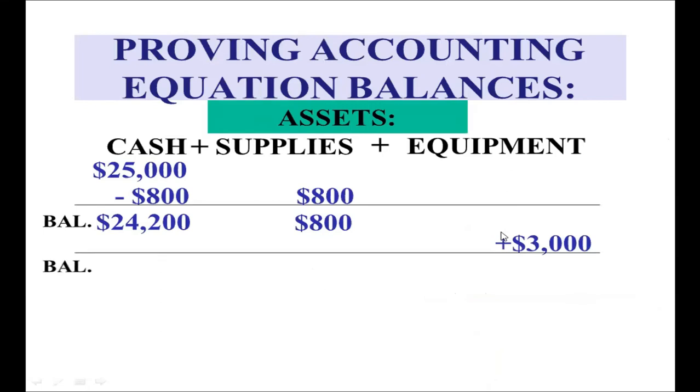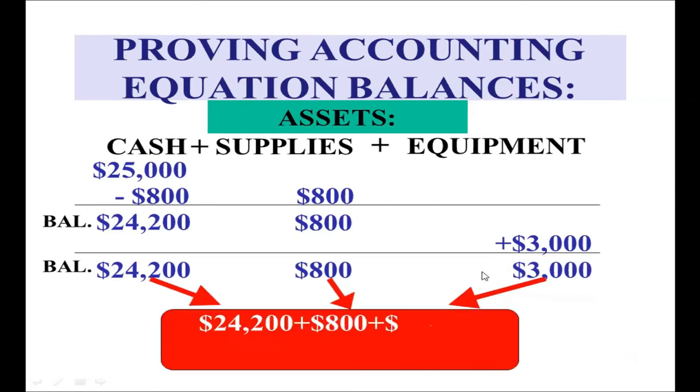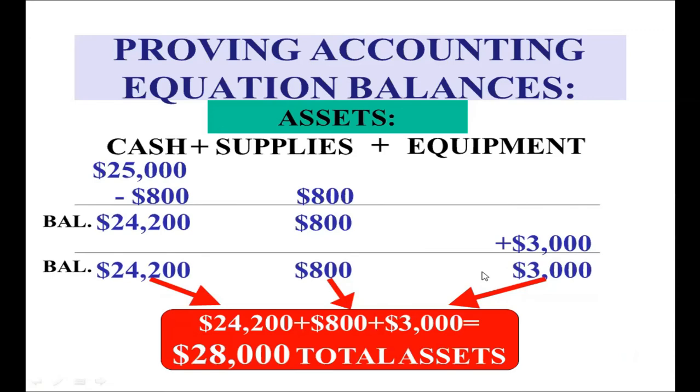So how are we going to prove our accounting equation balances again? We now have 3 different types of assets: cash, supplies, and equipment. The total of our cash is 24,200 because we paid 800 before for our supplies. The total of our supplies is 800, and the total of our equipment is 3,000. So how much is the amount of these 3 assets? We now have 28,000 in total assets.